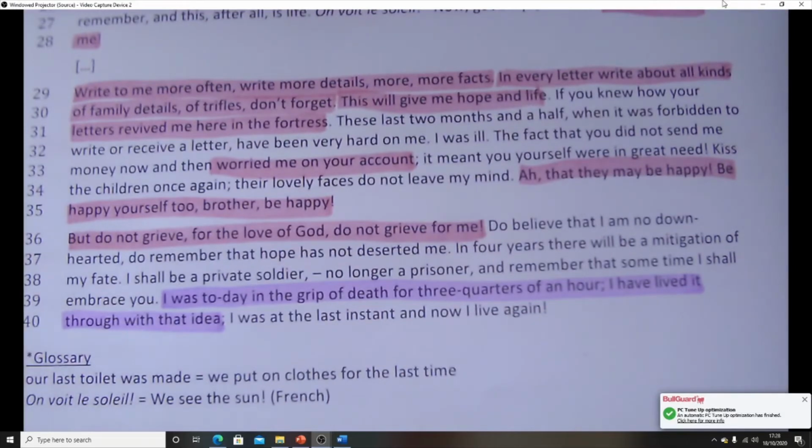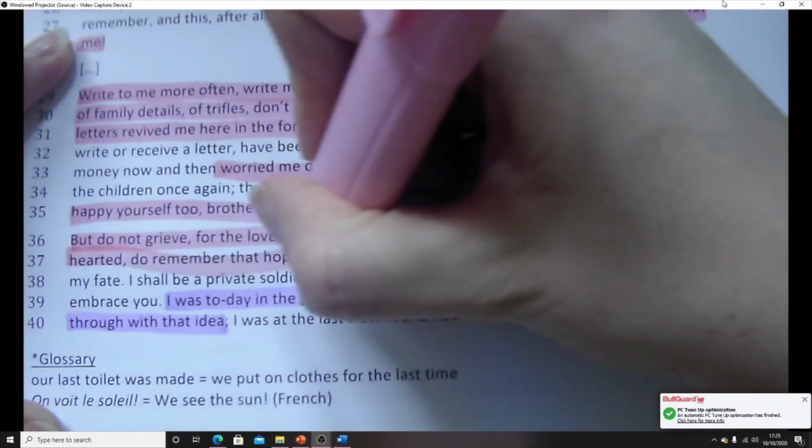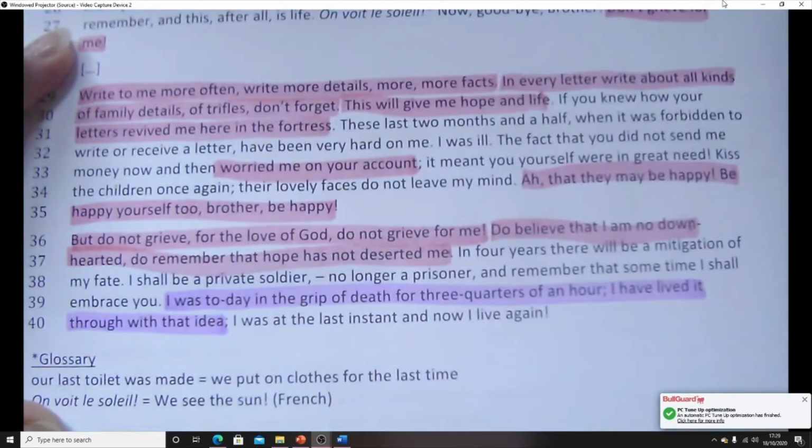"Do believe that I am not downhearted. Do remember that hope has not deserted me." So again, he wants his brother to think positively. He doesn't want his brother to think badly. And he's kind of putting on a brave face for his brother there.